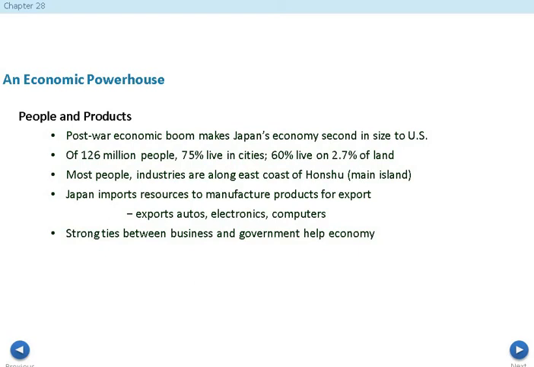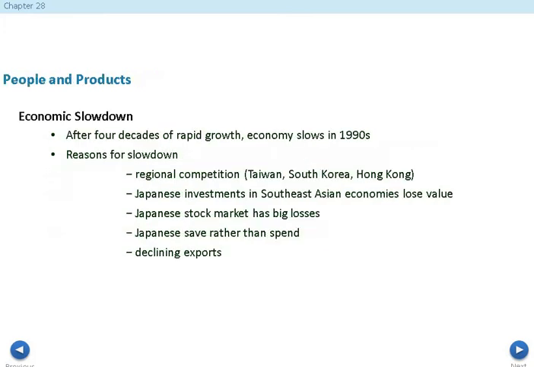Automobiles, electronics, computers, all real big inside Japan for trade. We also see strong ties between the business and the government, which also helps the economy. What we see, though, is that after about 4 decades, you're going to see an economic slowdown in the 1990s. Now there's a few reasons for this.